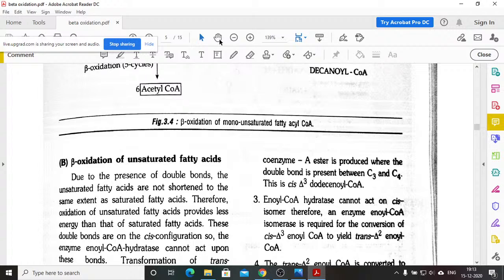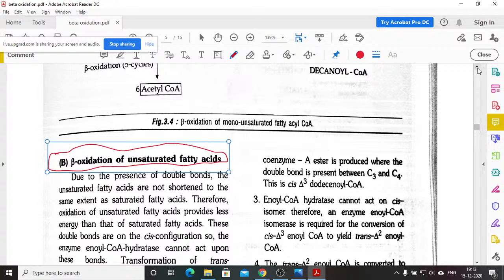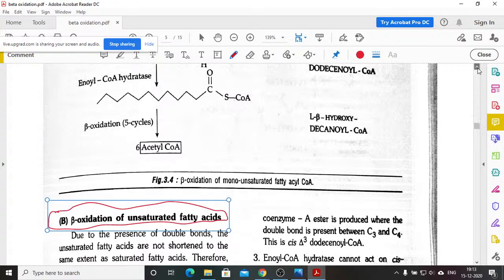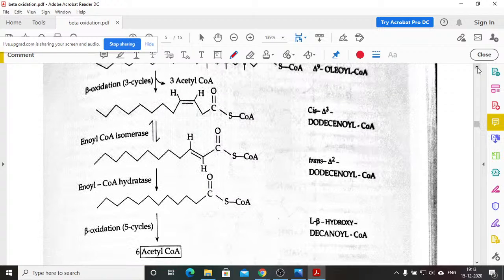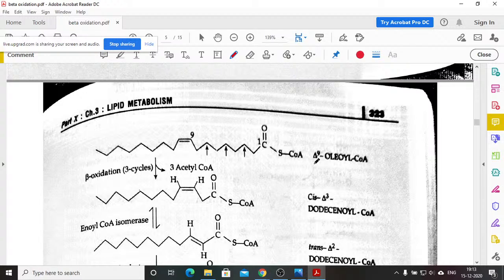So, beta oxidation of unsaturated fatty acid. Let us have a look at an unsaturated fatty acid. This is delta 9 oleoyl CoA. So already it has been charged with a CoA-SH. It has been already charged.